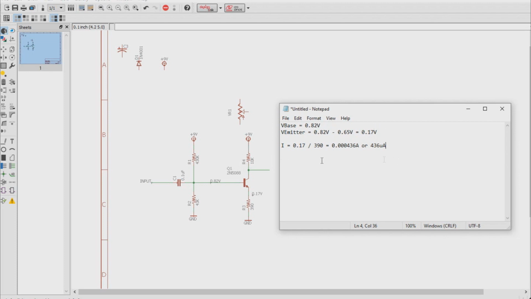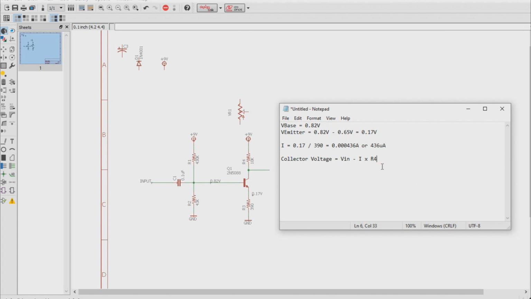So we can now make the assumption that R4 has the same current going out, so we know that it too has 436 microamps. So now we can figure out what the collector voltage is right here. The collector voltage, that's the thing we're trying to bias. That's the thing we're trying to make hit 4.5 volts. So collector voltage is equal to voltage supply minus the current times the value of R4, the resistance.